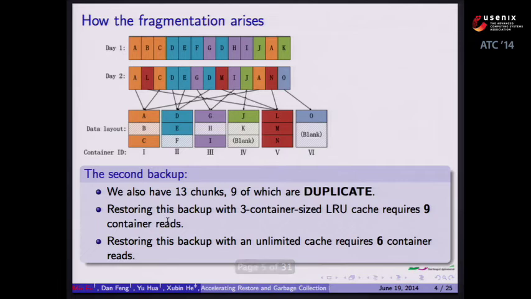On the second day, our data is changed a little. For example, chunk B is changed to chunk L. The second backup stream also consists of 13 chunks, and 9 of them are duplicates. The 4 unique chunks, L, M, N, and O, are aggregated into 2 new containers, 5 and 6. This time, if we restore this second backup with a 3-container LRU cache, we need to read 9 containers. And even with an unlimited restore cache, we need to read 6 containers. That is much slower than restoring the first backup. This is because fragmentation arises.